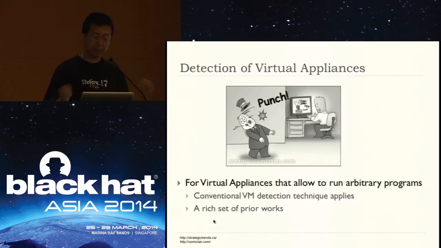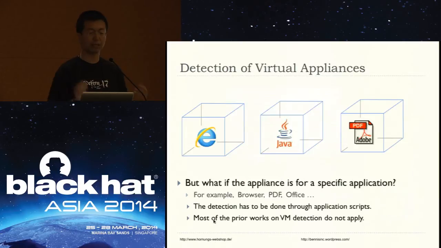But for other types of VM, for example, appliances that really only run certain types of applications, I have a few pictures here to illustrate. Let's say three kinds of virtual appliance. Each of them only runs one type of application. Like for example, the first one only runs IE. It doesn't run any other application.